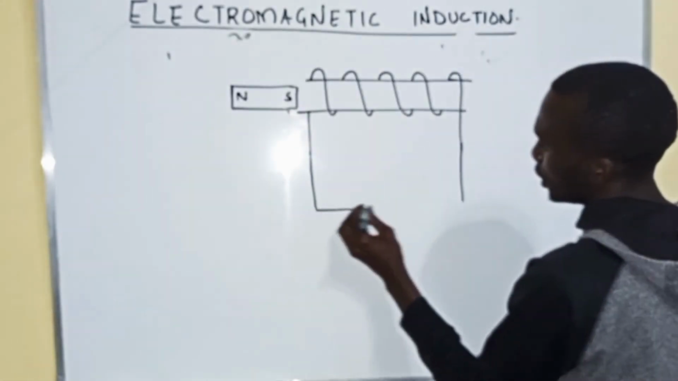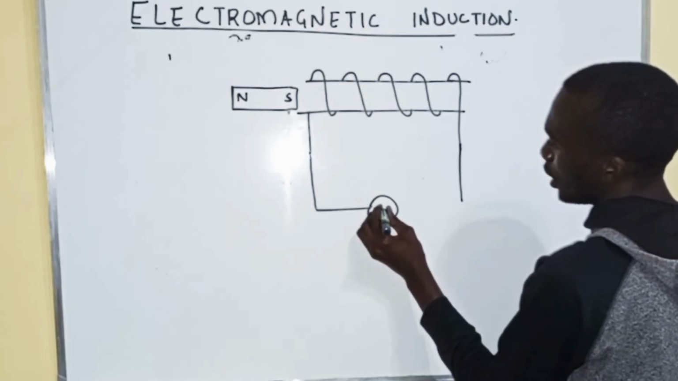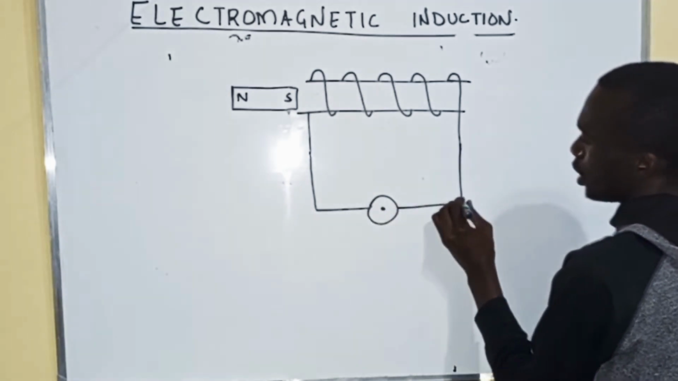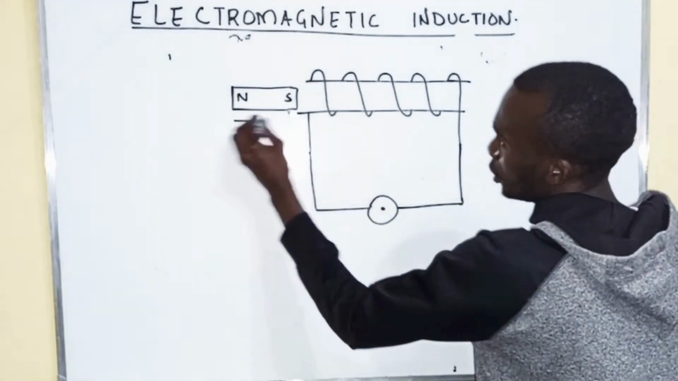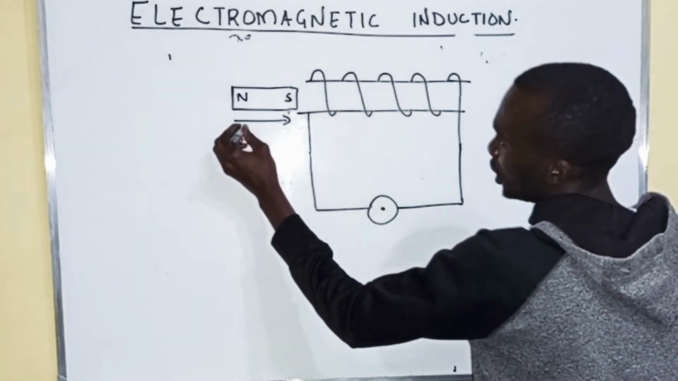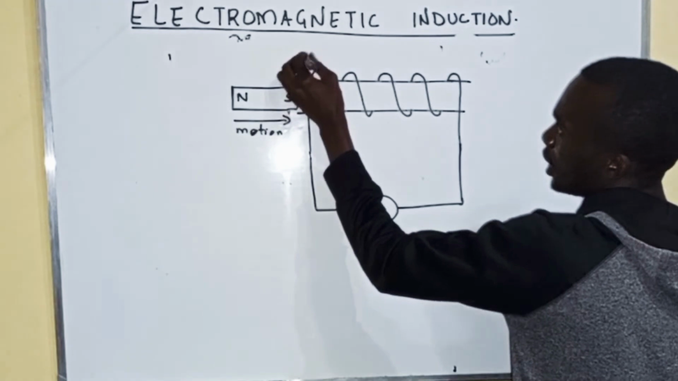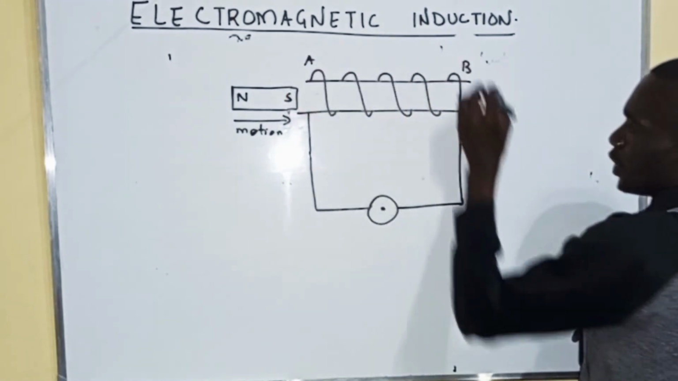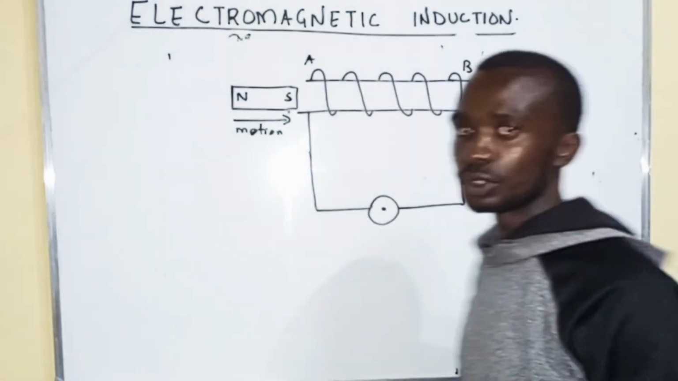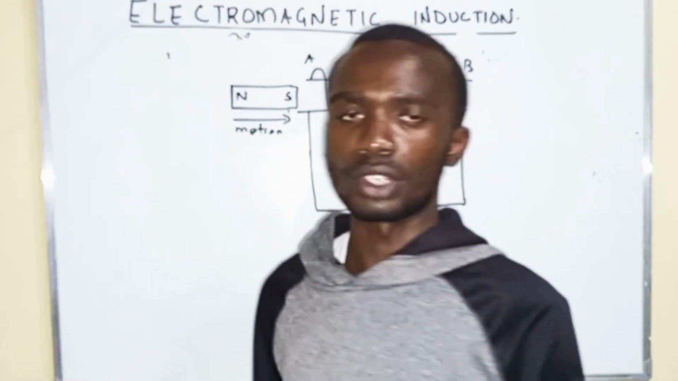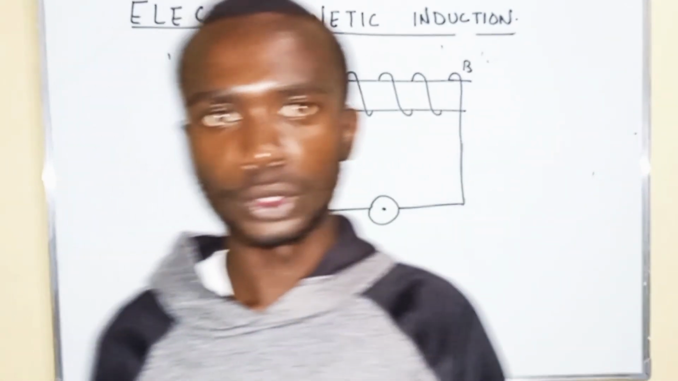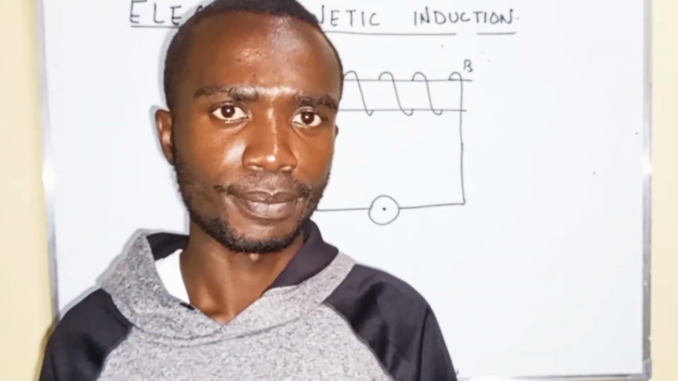Then the coil is attached to the galvanometer at this particular point. Then the direction of the motion of the magnet is inside. Let me call this end A, this end B of the coil. We want to know how the galvanometer is going to deflect, towards which direction.